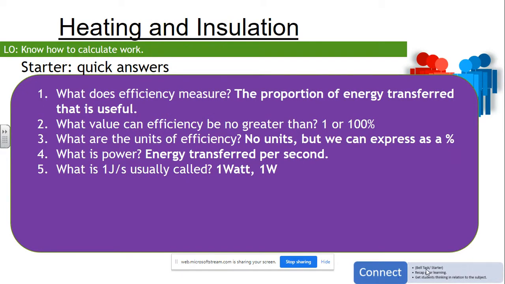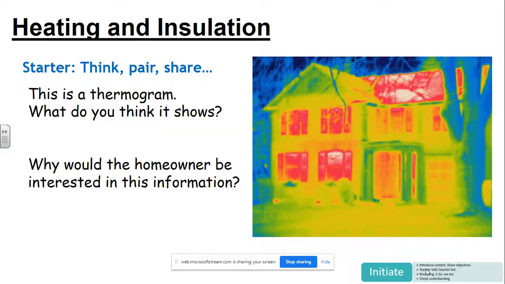Look at number 3. Efficiency is not measured in anything specifically. It has no units, but we can express it as a percentage. Number 2, you should know. We can never get more energy out than we put in. And number 5, we should know what a watt is. A watt is a joule per second. Okay, 1 watt or 1 W. There we go, easy. Red ticket, correct it. You should know these things.